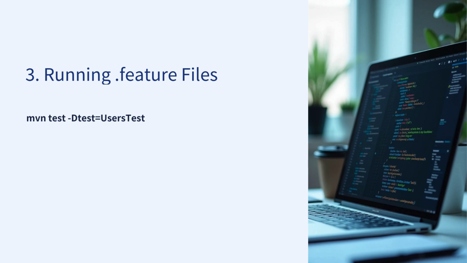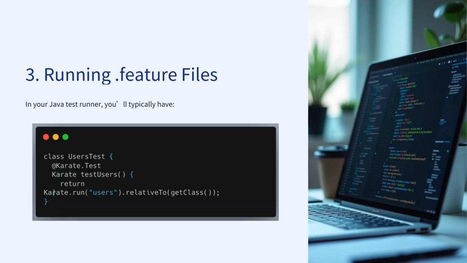3. Running .feature files. Once you've written your feature file, how do you run it? Well, there are two ways. You can run it directly from your IDE, like IntelliJ or VS Code. Or, if you're using Maven, just type this command. Behind the scenes, you'll have a small Java runner file, something like this. This file simply tells Karate to execute the user's .feature test. That's it, Karate takes care of the rest.